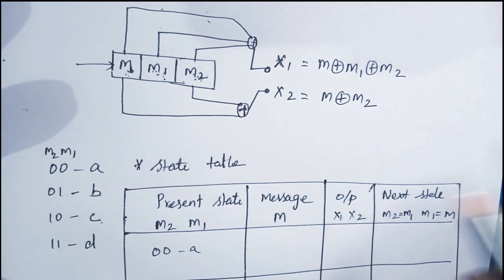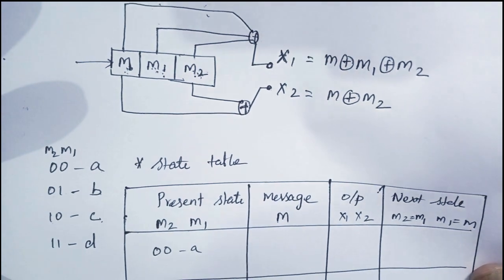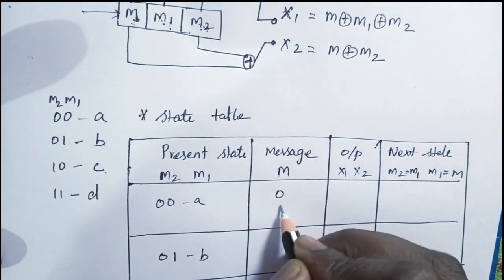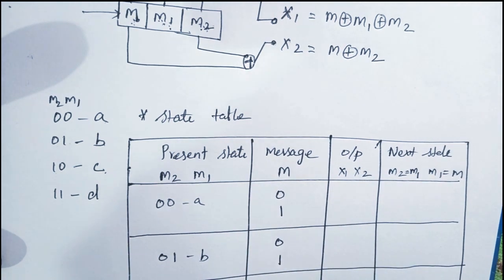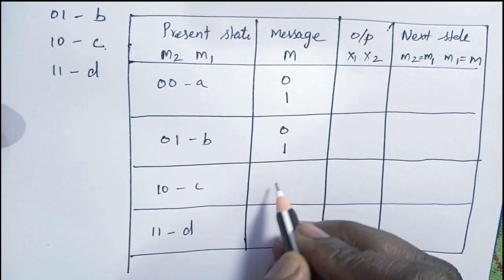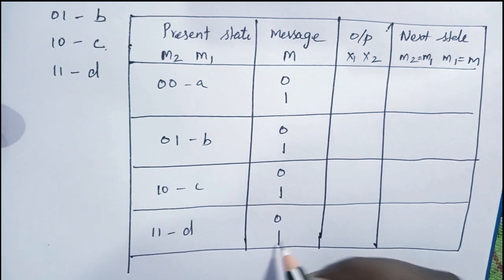So there are 4 states, and each state has 2 possibilities. In the state table we are going to mark all possible combinations. For state A we have 2 options, the message bit can be 0 or 1. Again for state B we have 2 options, 0 or 1. The next 2 states, state C and state D, can also have message bit 0 and 1.